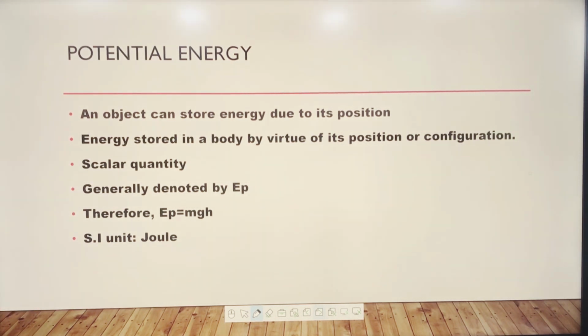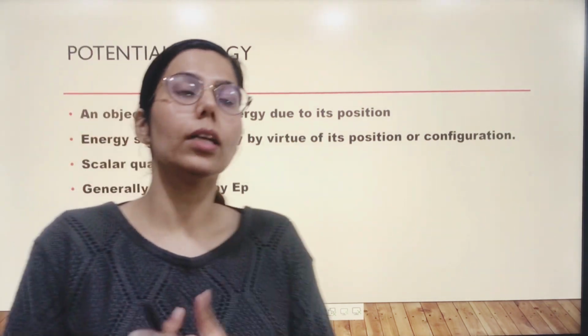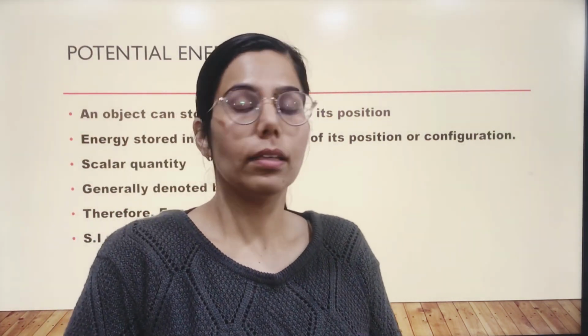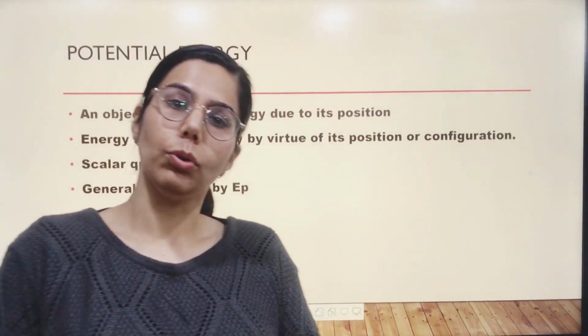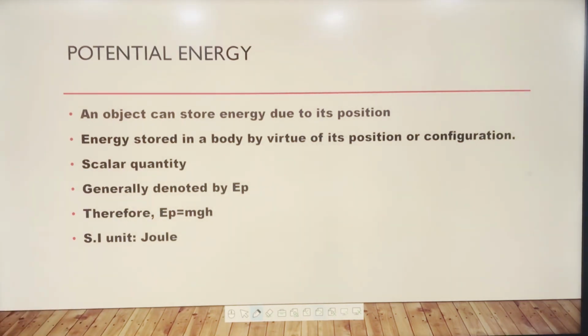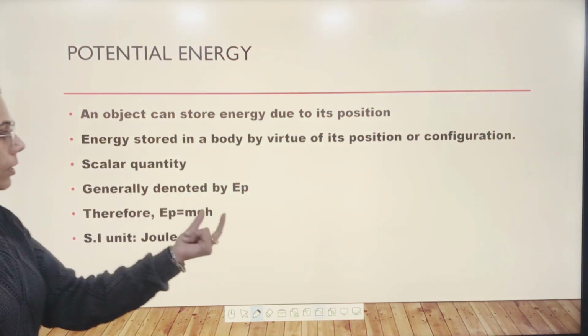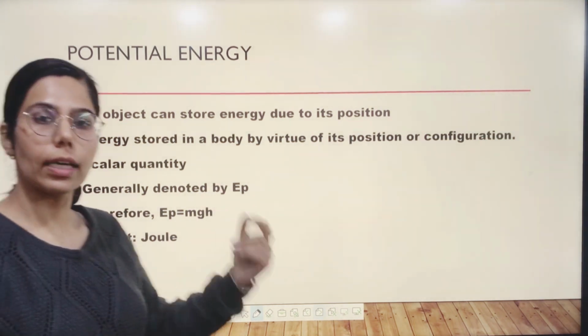It is a scalar quantity. What is a scalar quantity? A scalar quantity is that quantity that has only magnitude but not direction. It is generally denoted by EP, that's capital E, and in its foot a small p.